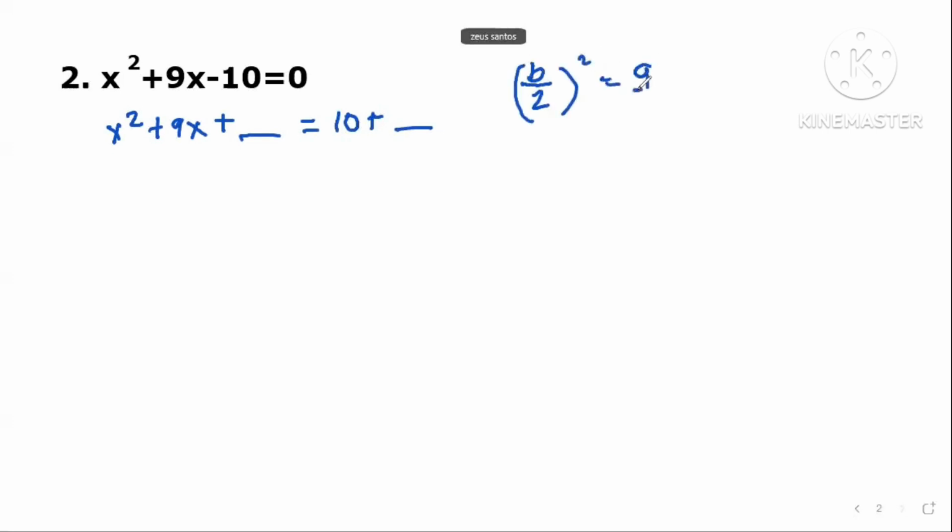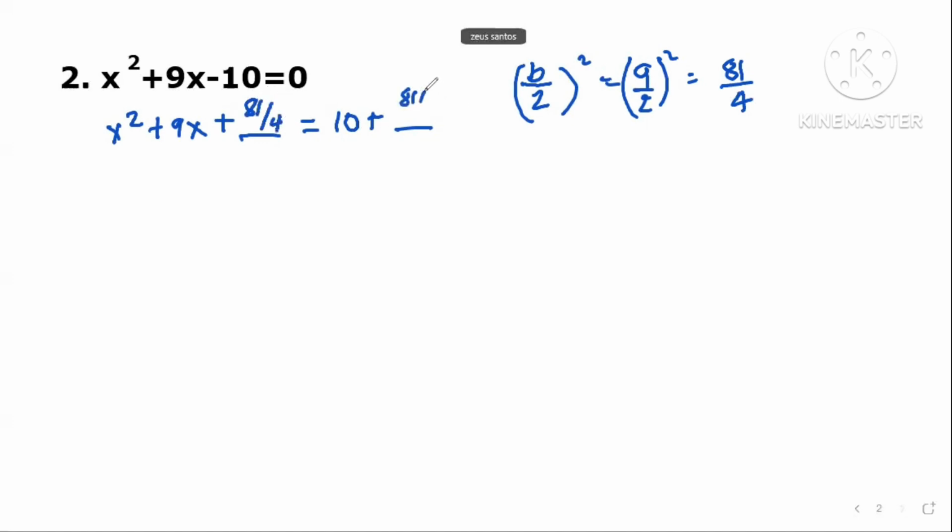We are given x squared plus 9x minus 10 equals 0. So again, the first step is to leave all the terms with variables on one side of the equation. So we have x squared plus 9x. Lagay tayo ng blank dito. Lipat ang negative 10. Negative 10 becomes positive. And then plus blank. So what is our b? B is equal to 9. So b over 2 squared is equal to 9 over 2 squared. So what is square of 9 over 2? That is 81 over 4. So square lang numerator and denominator, no? So we have 81 over 4.